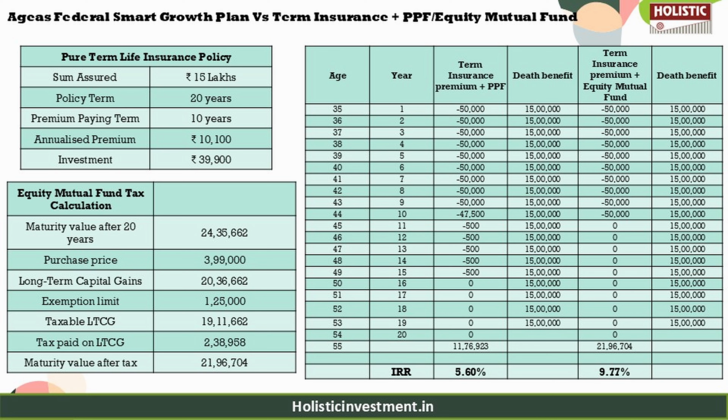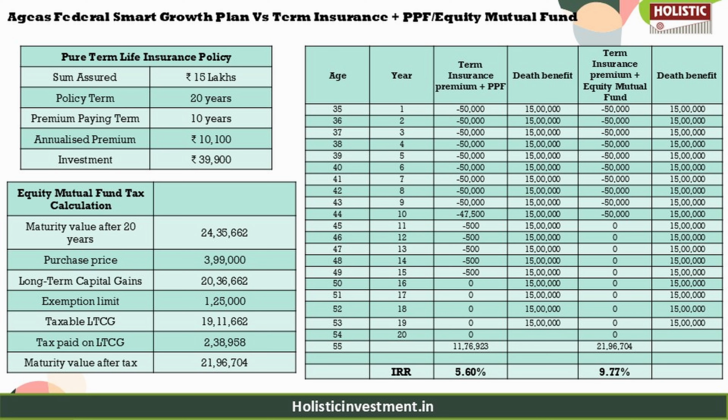So high risk investors can invest their savings in equity mutual funds. Risk averse investors can opt for debt instruments like the Public Provident Fund (PPF). So for this comparison, let's consider equity mutual funds for the equity route and PPF for the debt route.